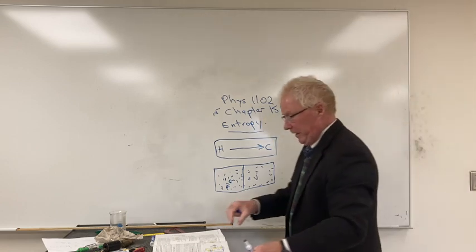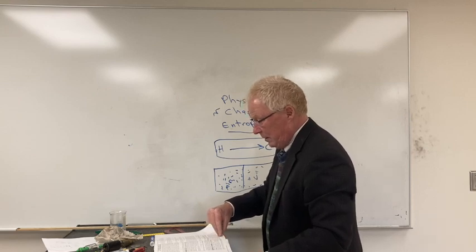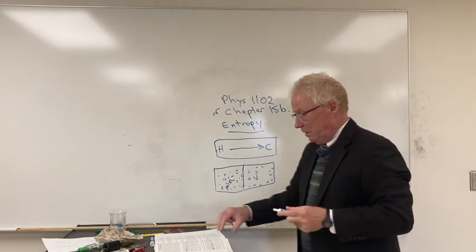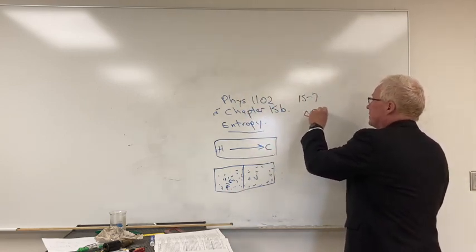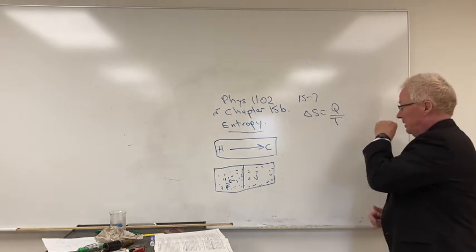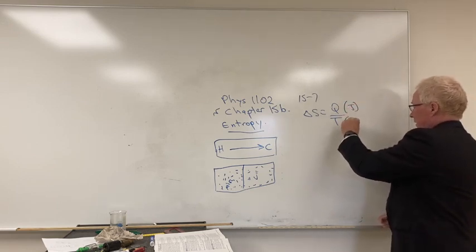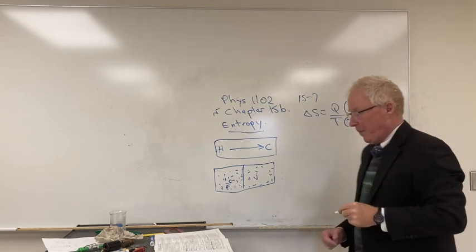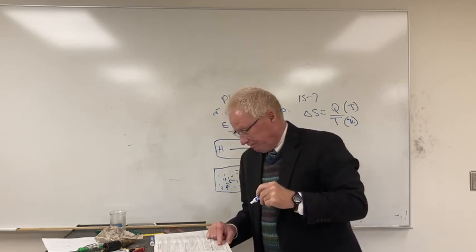How do we quantify that? And what we do here is in section 15.7, and so we define it as delta S is Q over T, where this is in joules and this is in degrees Kelvin. All right, so that's what we have there.